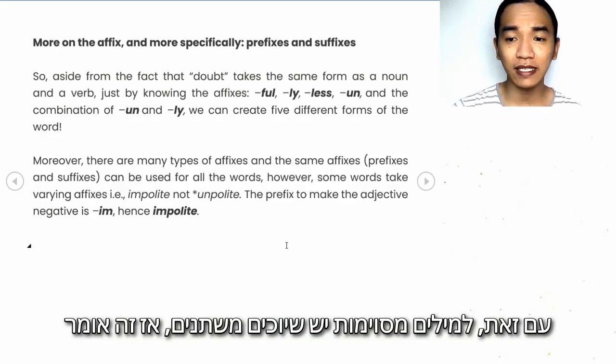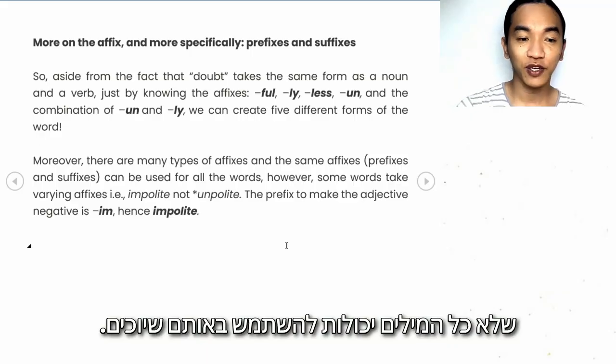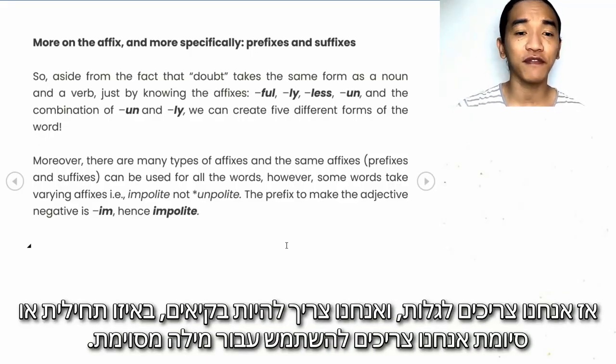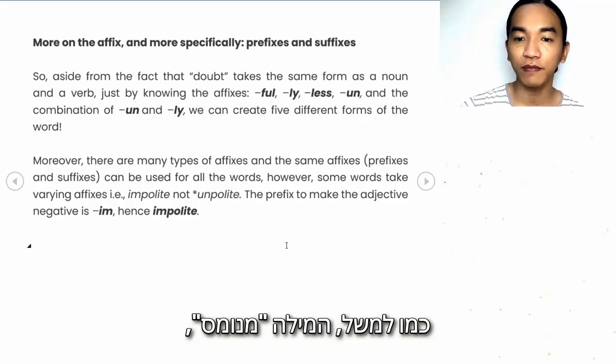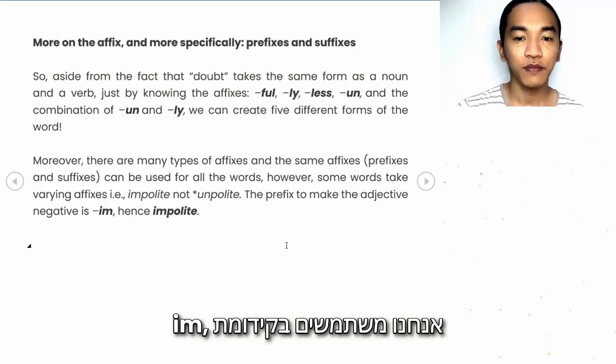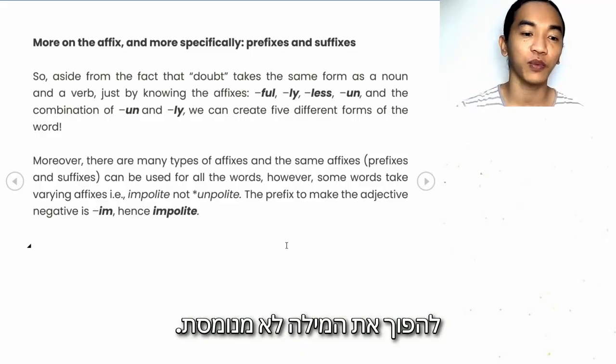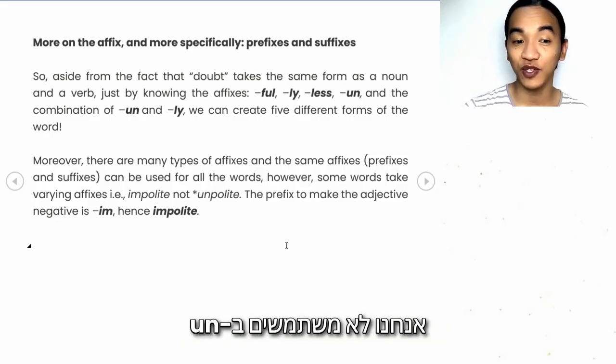Okay, so it means not all words could use the same affixes. So we have to find out and we have to be knowledgeable about what prefix or suffix we have to use for a certain word. Okay, like for example, the word polite. Okay, we use the prefix im to make the word impolite. Okay, we don't use un.